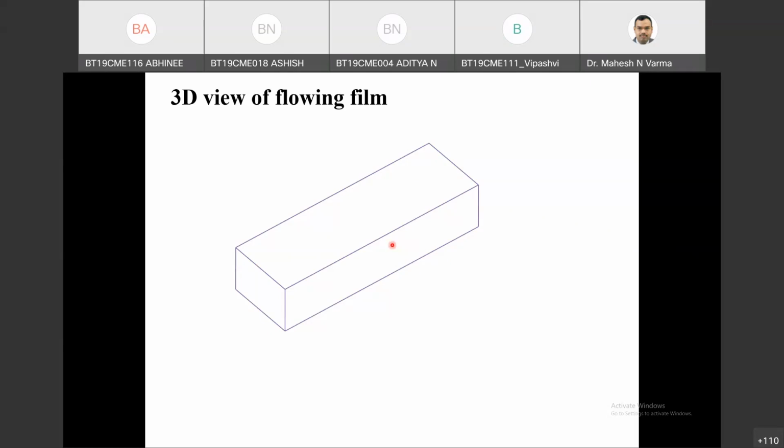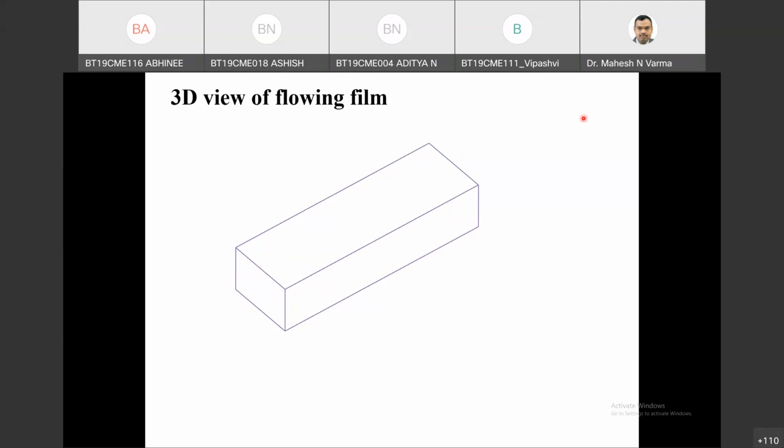Okay, this delta is very small. This thickness of the film is very small as compared to the width of the plate and the length of the plate. But just for explaining purposes, this is drawn out of scale. Otherwise, delta is much smaller as compared to W and the length of the plate.